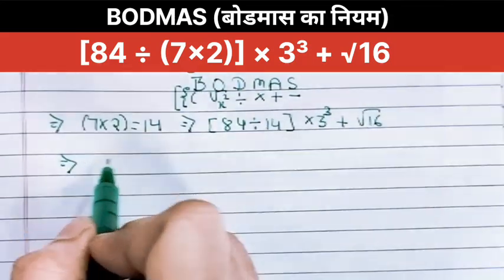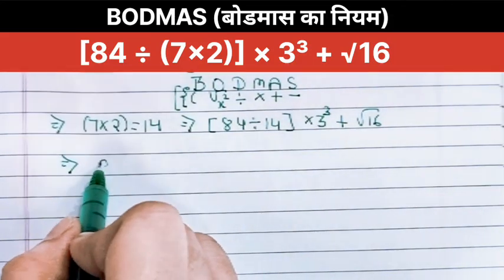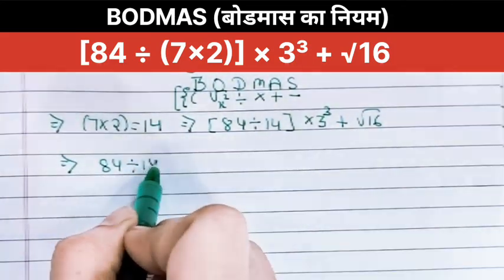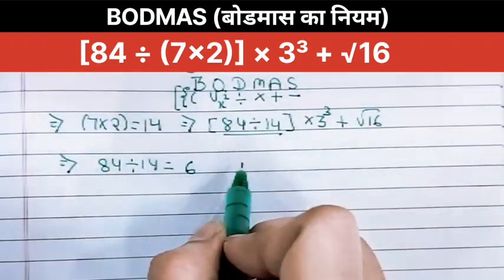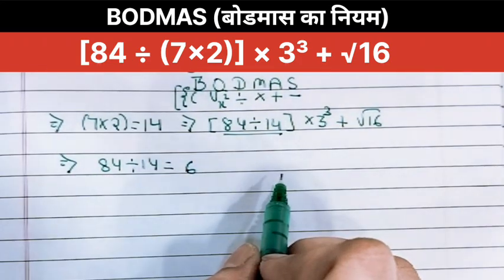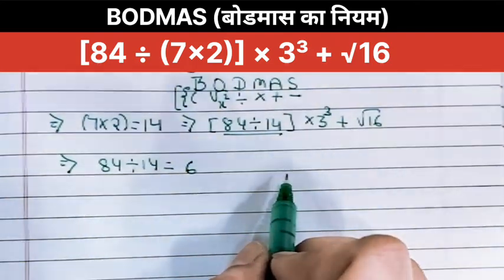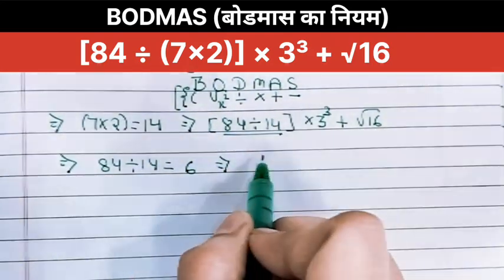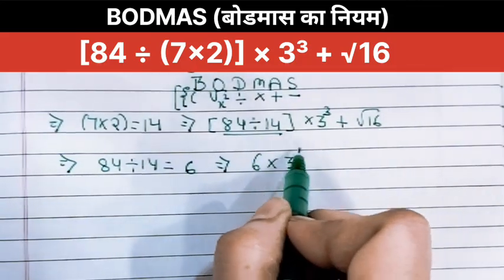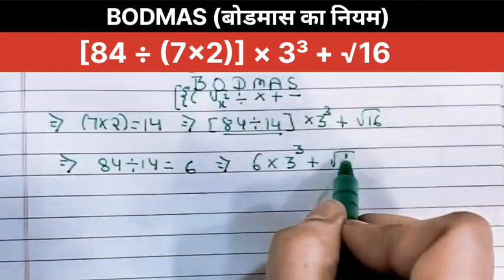Move to the next step: solve the outer square brackets, which is 84 divided by 14. This gives you the result 6. According to this step, we must completely clear all the remaining brackets, B, before moving on to the other mathematical operations. And now the current expression becomes 6 multiplied by 3 power cube plus root 16.